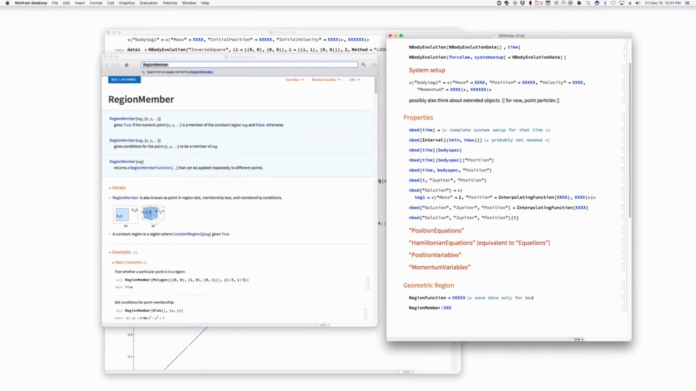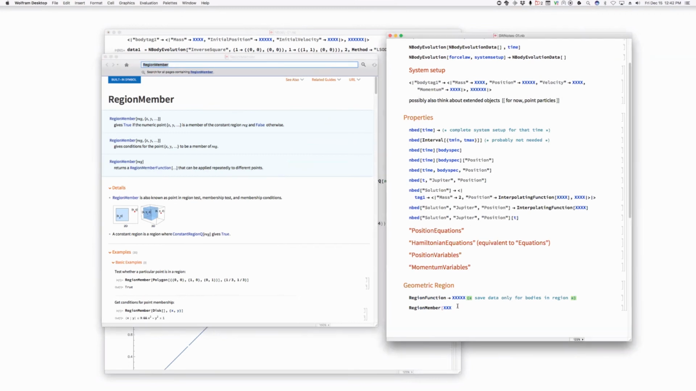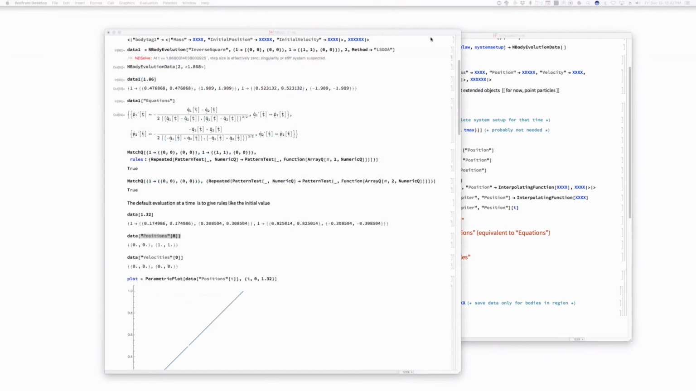I see. That's interesting, because you could do a big simulation and then say, I only care about the near Earth asteroids, so to speak. Yep. Okay, so what was the answer for whether RegionMember generates a function here? Oh yeah, it returns a region member function that can be applied repeatedly. Yes, so it does. So that's an interesting idea, to have a region function that determines which things get saved. Okay, let's return though, and take a look more at your notebook here.